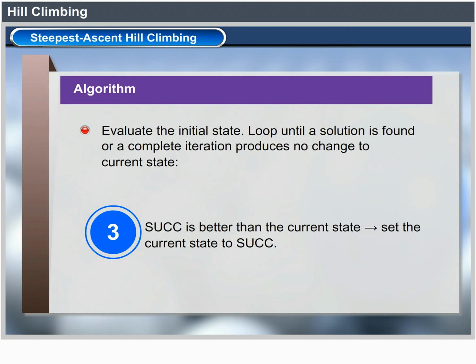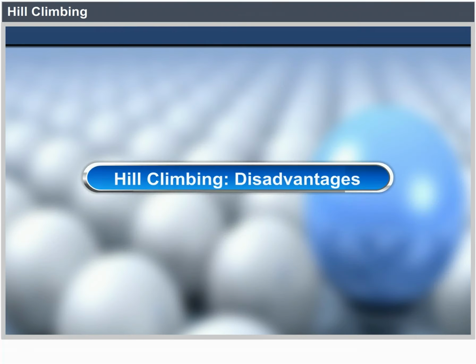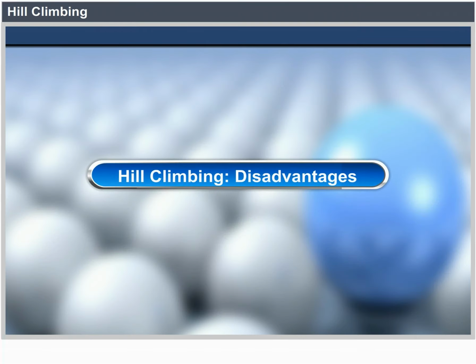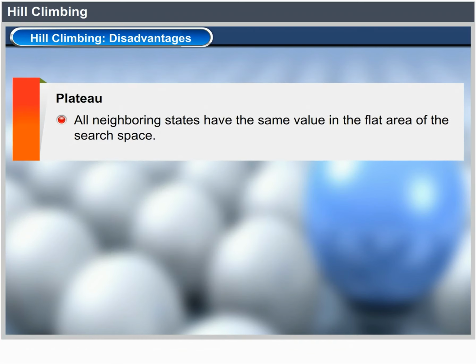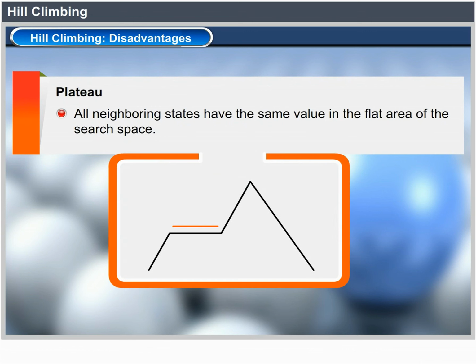Hill climbing. Disadvantages. Local maximum. A state that is better than all of its neighbors but not better than some other states which are far away. Plateau. All neighboring states have the same value in the flat area of the search space.